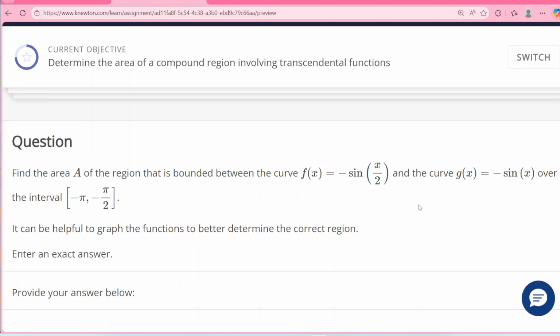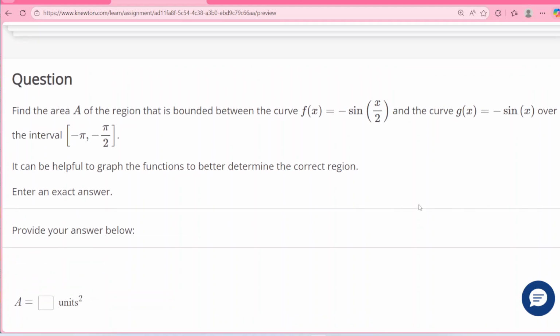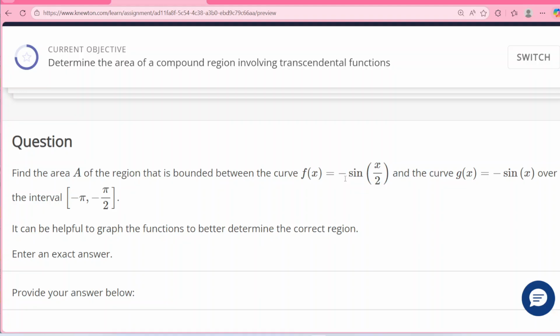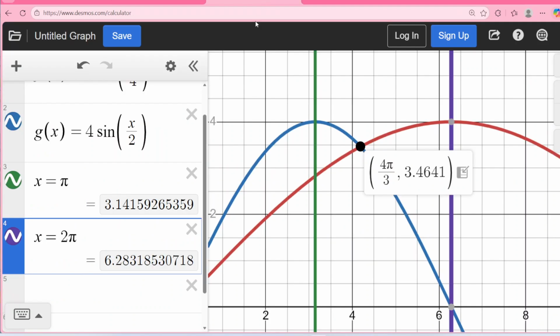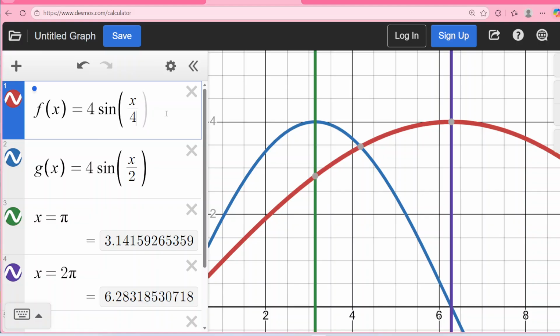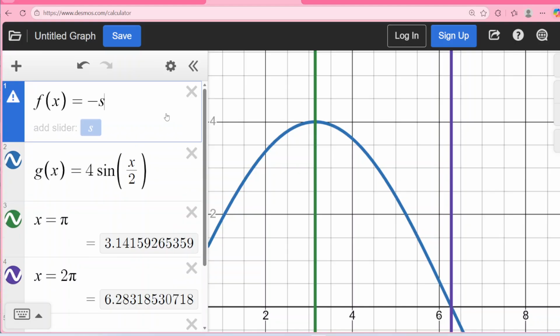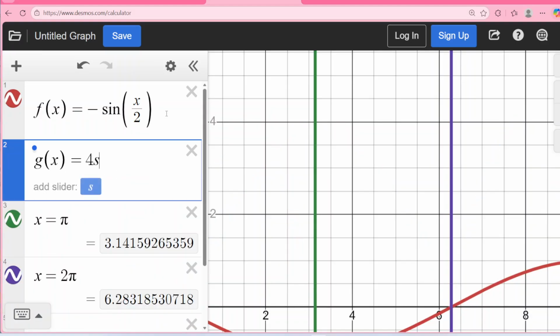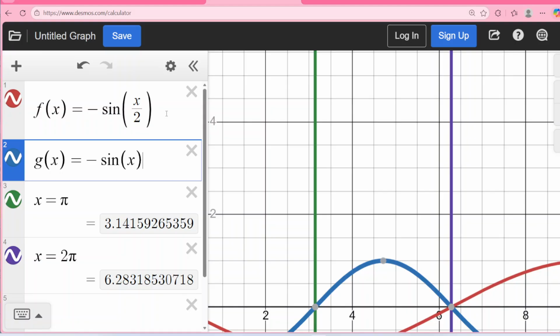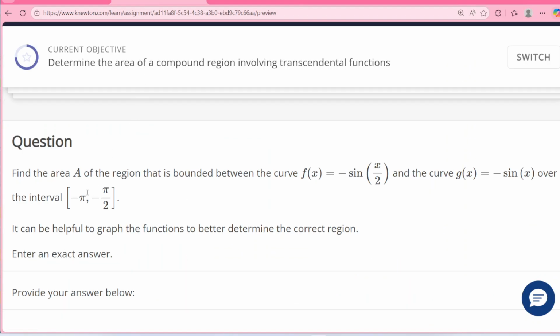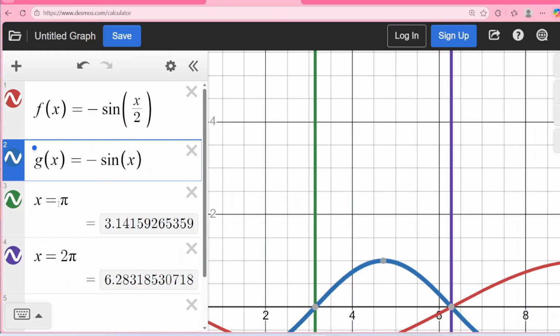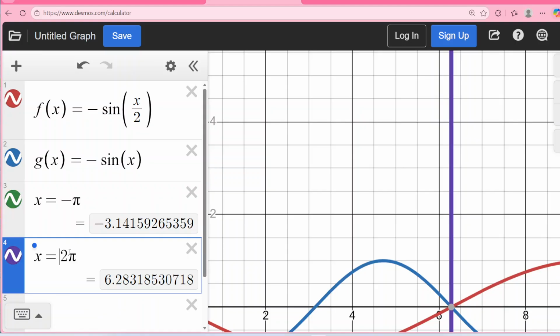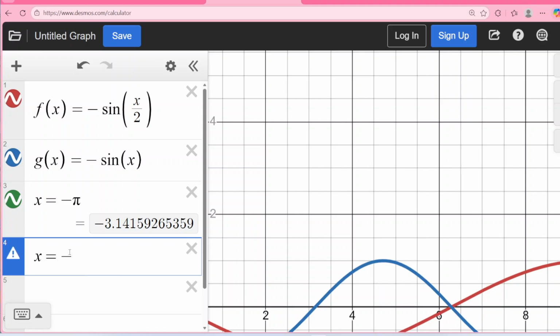So there's another one with some trig functions. So once again, all of the graphs of these. One's negative sine of half x. The other one's negative sine x. I'm just going to change these here. I already have f and g in. So one's negative sine of x over 2. And the other one, g of x, just negative sine x. And we're going from x equals negative pi to negative pi over 2.